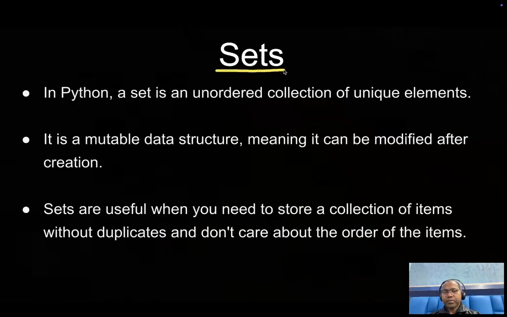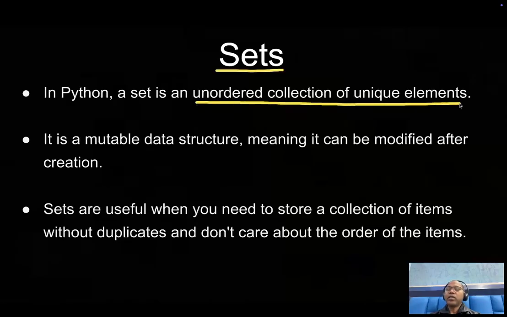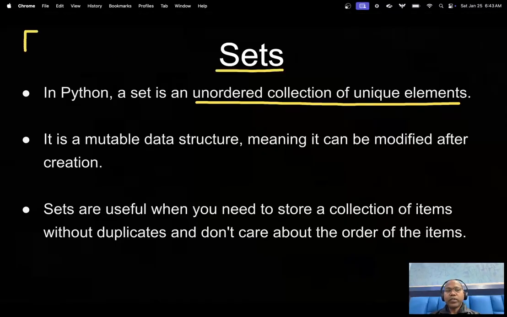So let's talk a little bit about the set. A set is an unordered collection of unique elements. Notice that the list data structure we studied is a collection of elements, but it is an ordered and indexed collection. Each and every element has an index. But a set is an unordered collection.